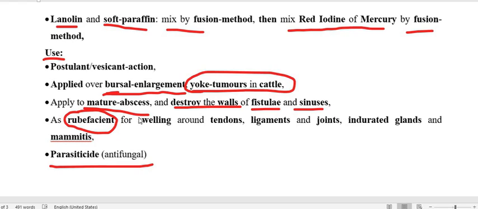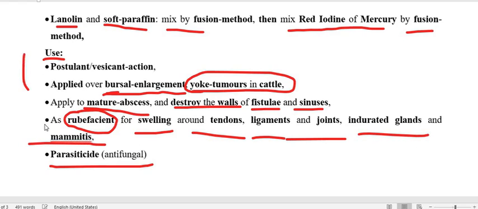So we are going to apply it to swelling around the tendon, ligament, joint, indurated glands, and mastitis. So these are the uses of the red iodide of mercury. So this is all about the practical class we have to perform in the lab.